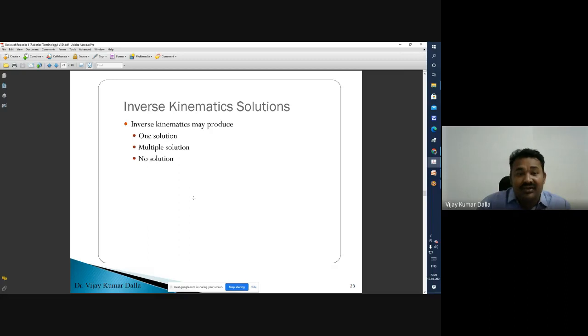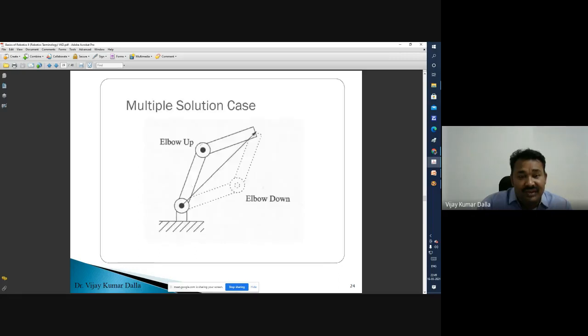Okay, in which case do we get multiple solutions? Like see the goal point. There are two configurations, which are known as elbow up and elbow down, but both are meeting at the common point. Okay, it means there are two ways to reach the goal point.